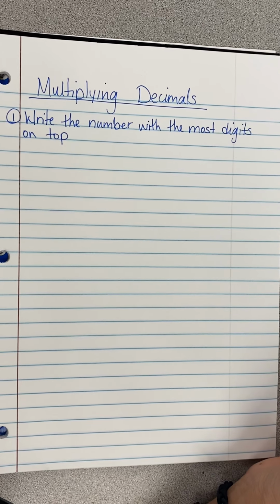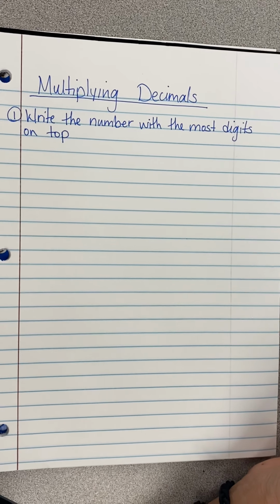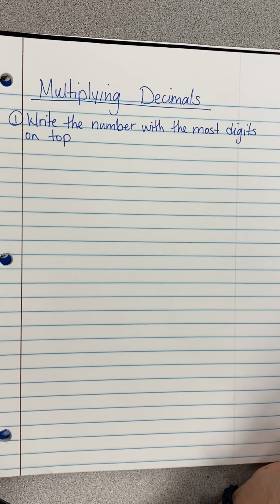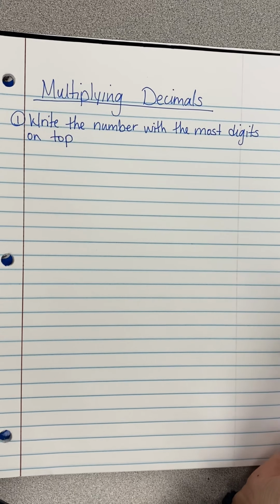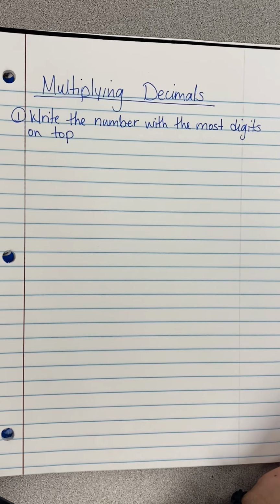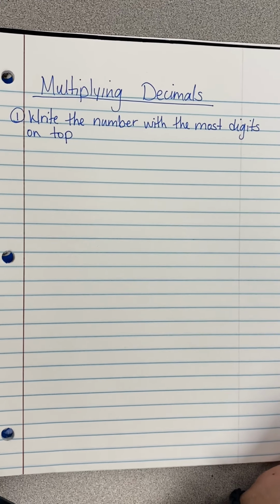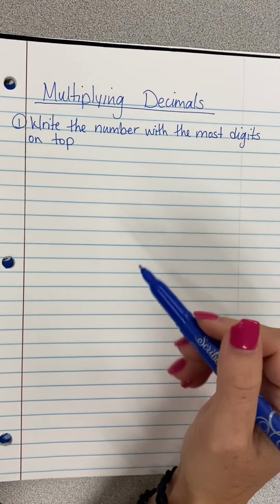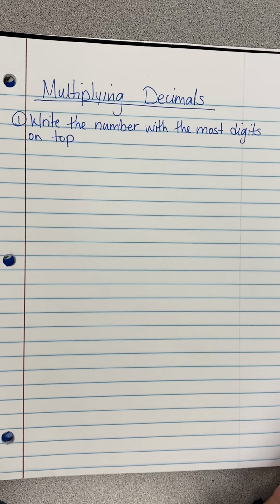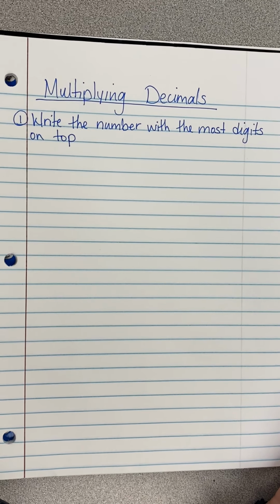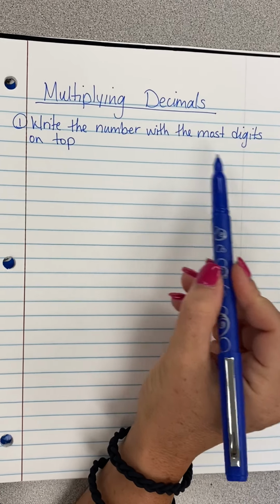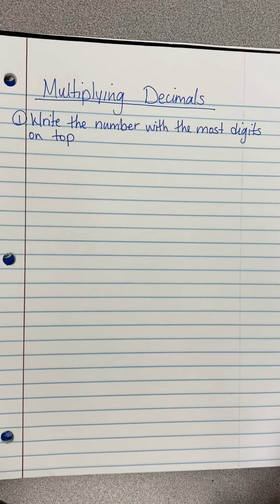What property of multiplication lets us know that the order of the two factors does not matter? I can say 3 times 4, or I can say 4 times 3. I'm still going to get 12 because of the commutative property of multiplication. So if I change the order of the factors, the numbers I multiply with decimals, it's still going to give me the same answer. It's just easier to multiply when the larger number of digits is on top. And I'll show you what I mean.